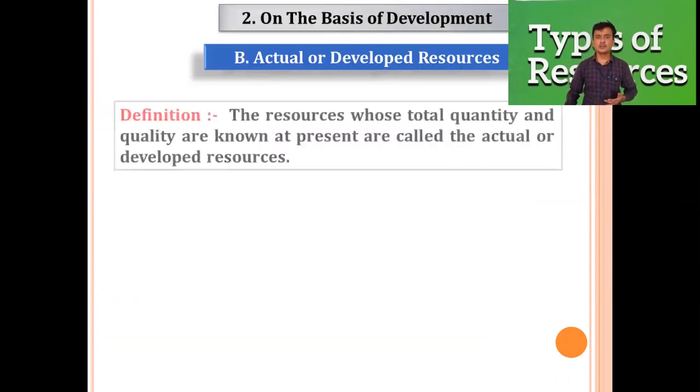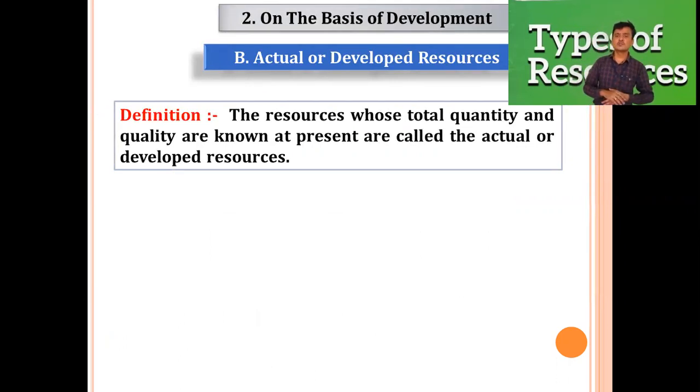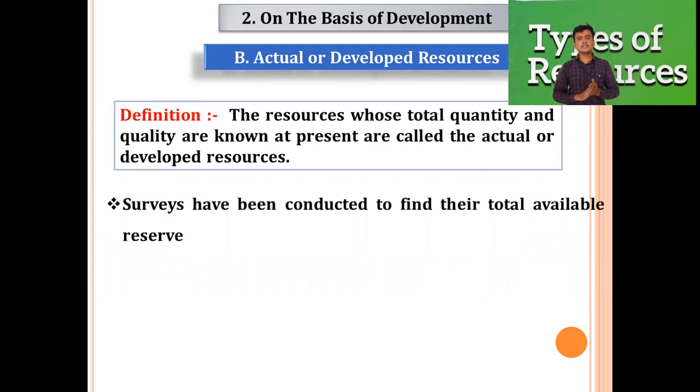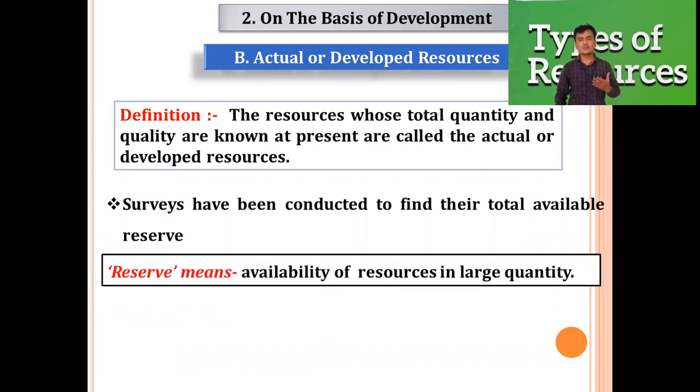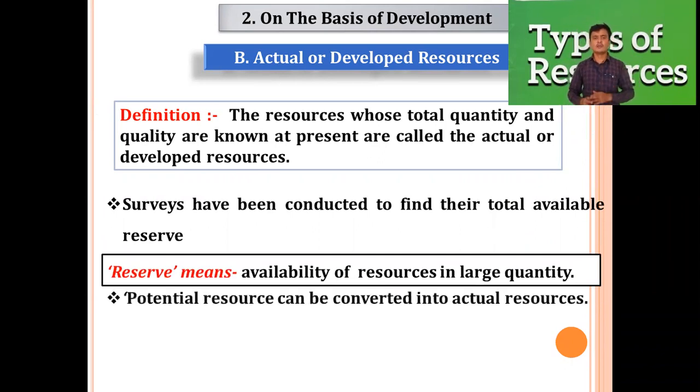Second, actual or developed resources. The resources whose total quantity and quality is known at present are called actual or developed resources. Surveys have been conducted to find the total available reserve. Reserve means the availability of the resource in large quantity. So potential resources can be converted into actual resources. Potential means Niagara Falls is there, or the waterfall is there. It can be used in future.